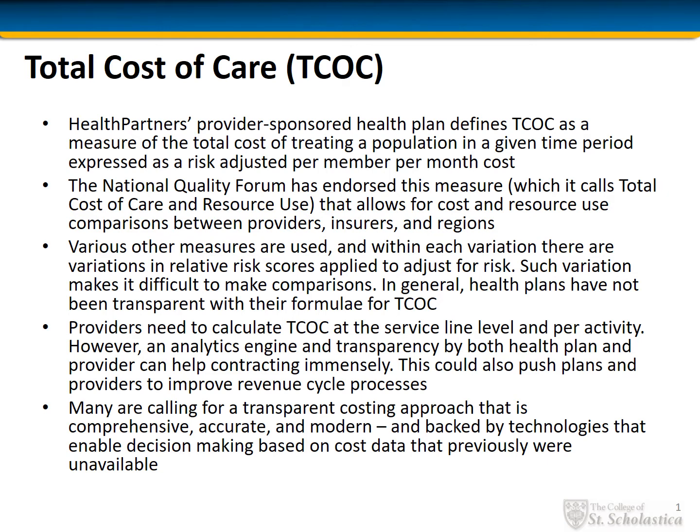Providers need to calculate total cost of care at the service line level and per activity, especially to identify cost variations in practices and to negotiate for bundled payment. An analytics engine and transparency by both health plan and provider can help contracting immensely. This could also push plans and providers to improve revenue cycle processes.